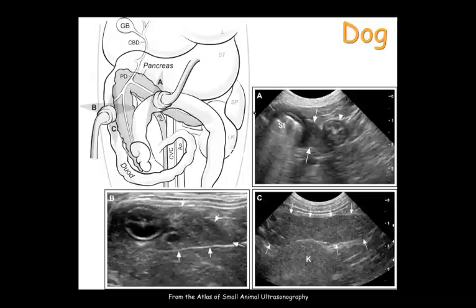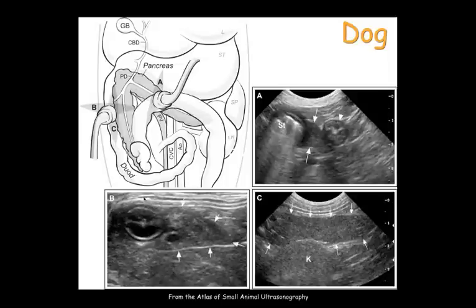The sonographic image A corresponds to the scanning plane A, transversal to the mid-left lobe of the pancreas, that appears as a roughly triangular, finely echogenic structure lodged between the gas-filled stomach and a collapsed transverse colon in this dog.